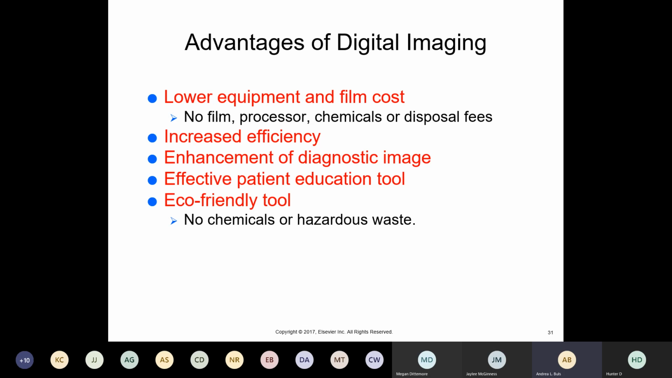It is incredibly efficient. It is enhancement of diagnosis and patient education. You can pull them up for the patient on the screen. You can put it up on a TV monitor. You can blow it up huge so they can see exactly what you're talking about. So there's lots of advantages to digital.